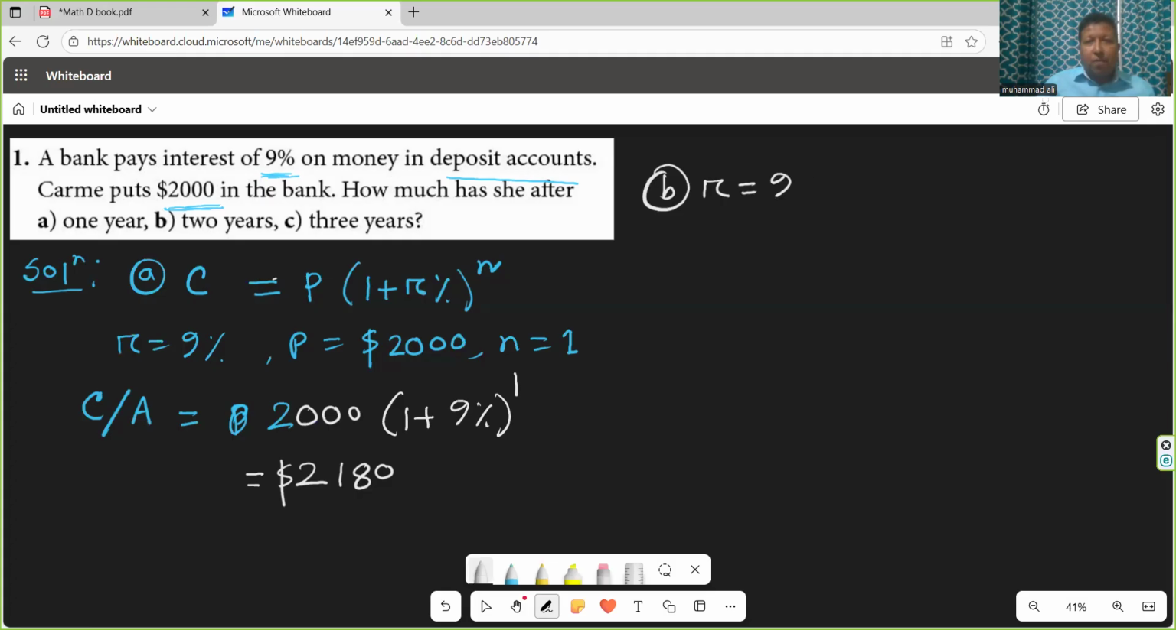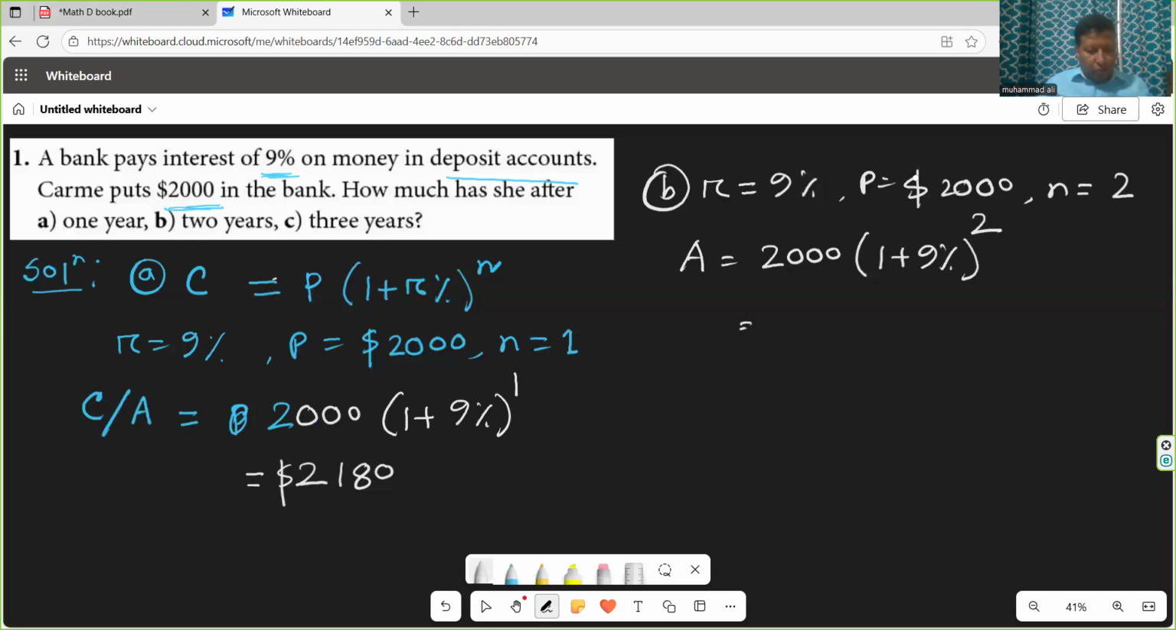Part B: here everything is the same. R equals 9%, P equals 2,000, and N equals 2 years. So amount equals 2,000 times (1 plus 9%) to the power 2, instead of N we write 2. So we'll get $2,376.2.